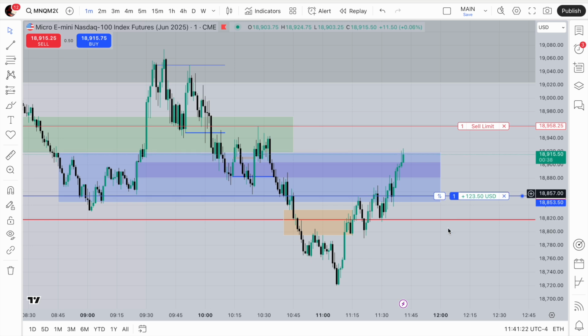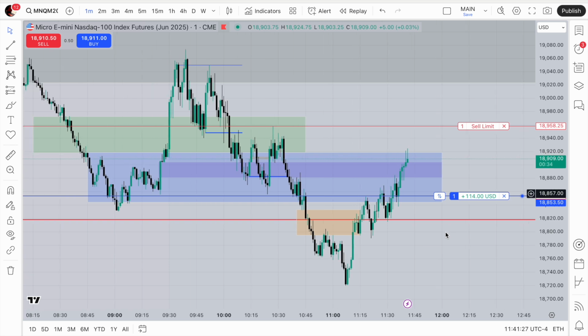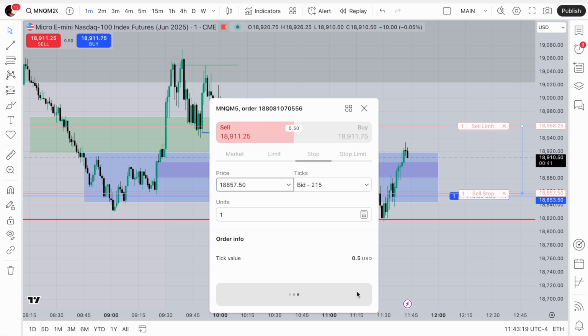Now, if you guys are hearing subtle noises in the background, that's my daughter sitting in my lap as I'm watching this trade.